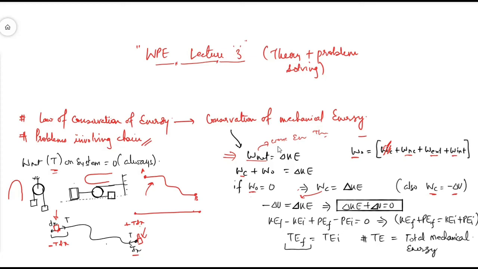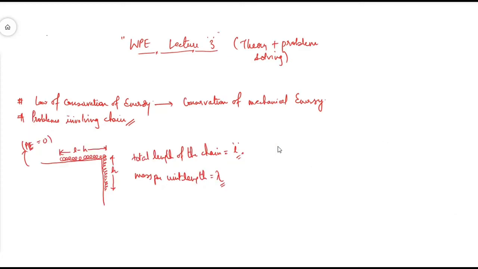So let's go to the next topic. Okay, let's discuss the problem involving a chain. Here we have a uniform chain of mass per unit length lambda, and the total length of this chain is L. Suppose it's kept on a table with h length of the chain hanging below the table, and L minus h is on the table.